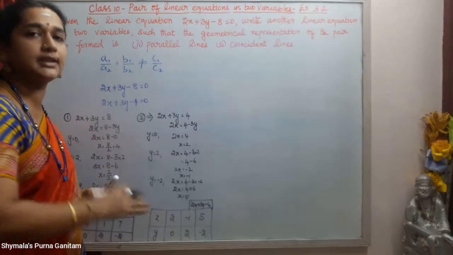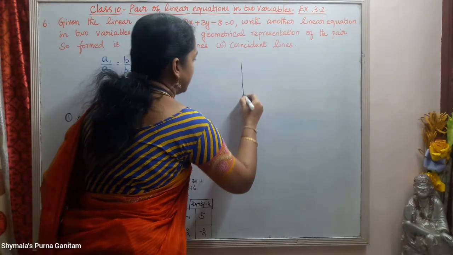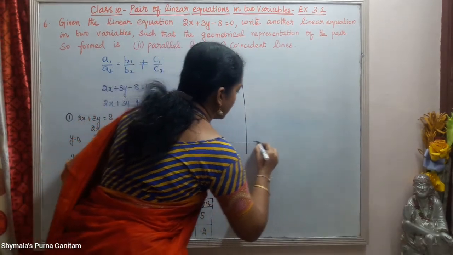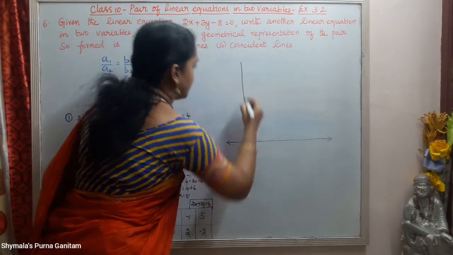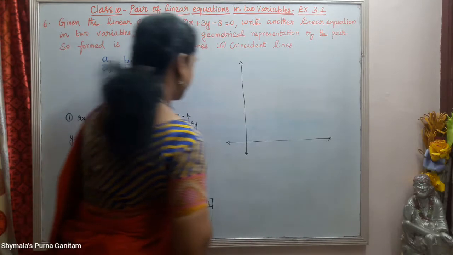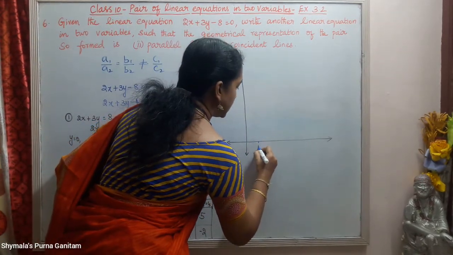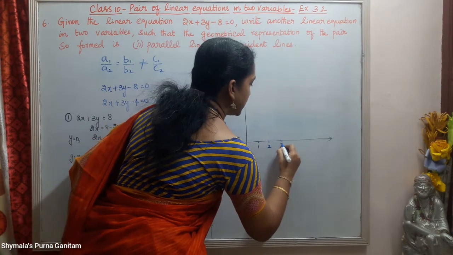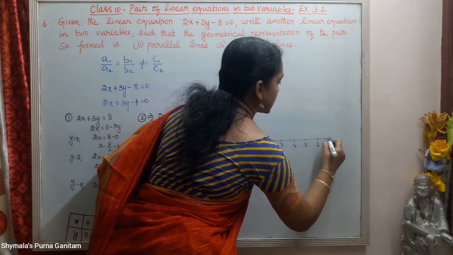So these two things I have to plot in the graph. So I will draw a graph here and plot these points in the graph. So these points I will plot in the graph. So first one is, this is 1, 2, 3, 4, 5, 6, 7.